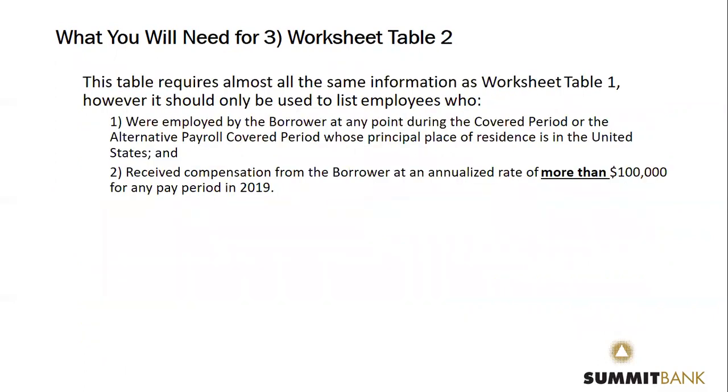Now, on our worksheet, we have it set up as Sheet 2, Worksheet Table 1, and Sheet 3, Worksheet Table 2, which require all of the same information. The only difference is that Sheet 3, Worksheet Table 2, is for your employees who made more than $100,000 on an annualized basis in 2019.